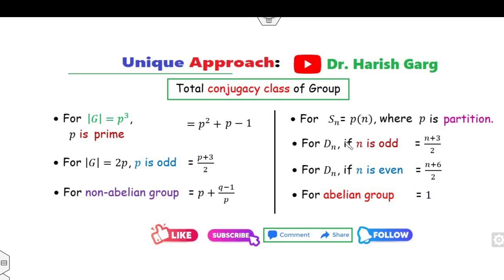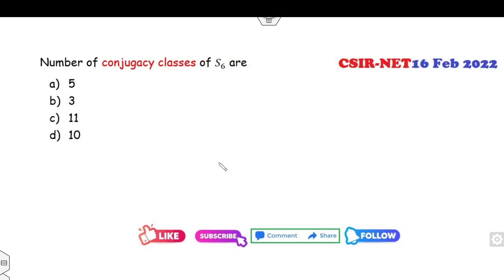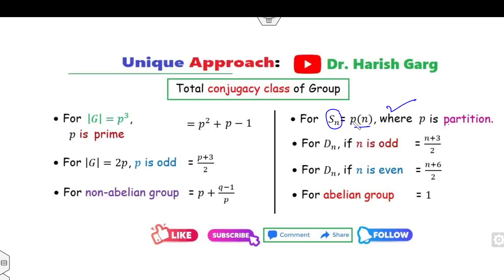And the last case is when you have the S_n group, then the partitions of n give the conjugate classes. Now you can see the shortcut ways with the group S6. What is the order of S6? It is 6 factorial, that means 720, so it is not an easy task to write the class equation. Then we will find the conjugate classes of S6 by using this formula, the partitions of 6.